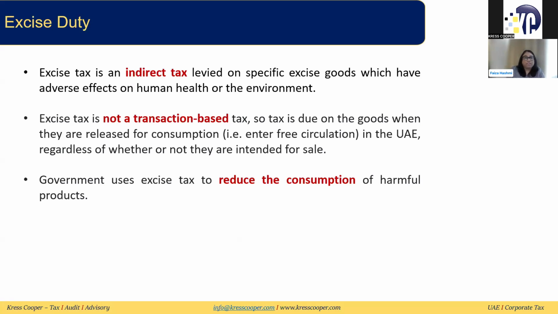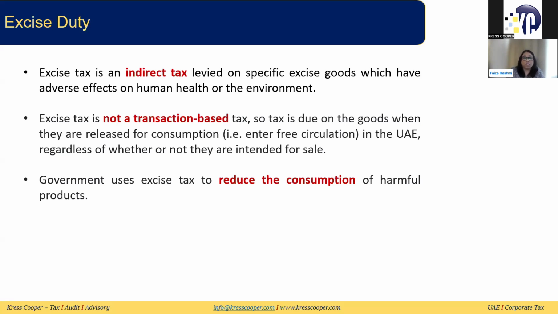Excise tax is levied only on certain goods. Under the law, as we discussed in the last webinar, certain goods are specifically deemed harmful, and those are the ones that excise tax is applied on. They are considered excisable goods because they have an adverse effect on human health and on the environment. The government uses excise tax to reduce the consumption of those harmful products. This in turn helps lower the burden on the public healthcare system.